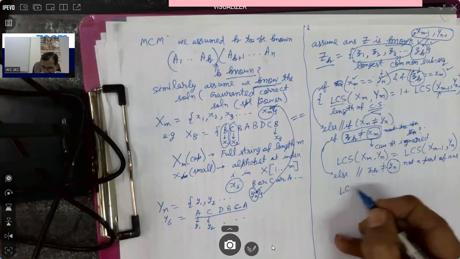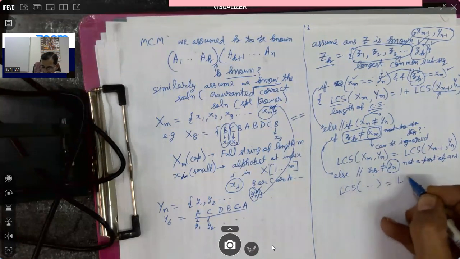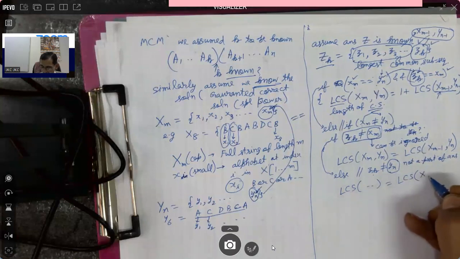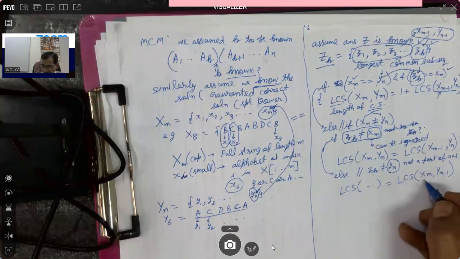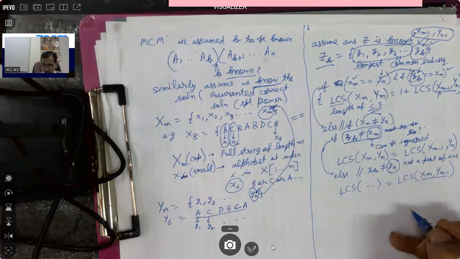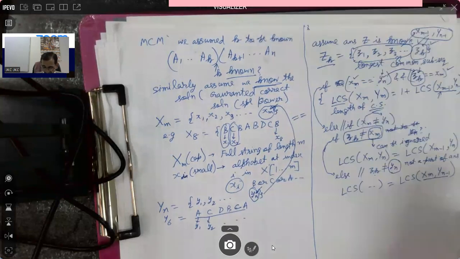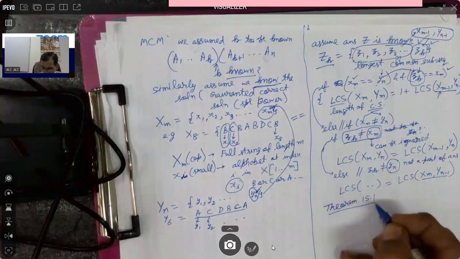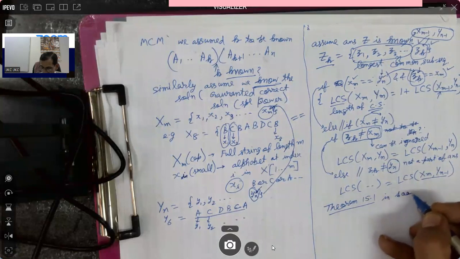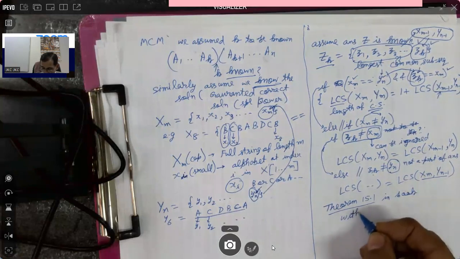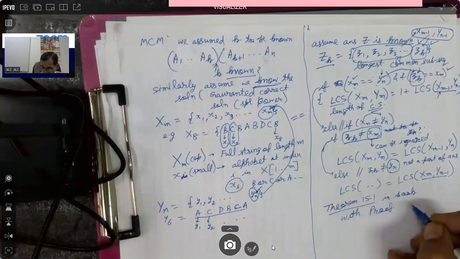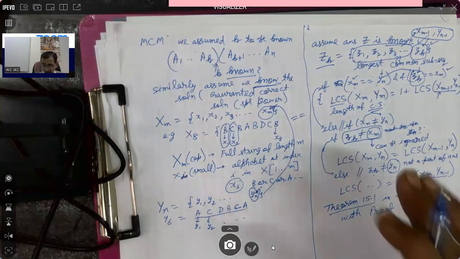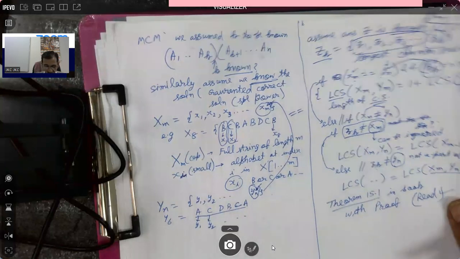Then I can say my LCS will be nothing but LCS found by ignoring yn. That means y's length can reduce by 1 and I can focus on this. Overall, this is given as theorem 15.1, if I remember correctly, in the book, and the same thing is explained with proof. I suggest everyone read this from the book and understand yourself why all these statements are correct theoretically.